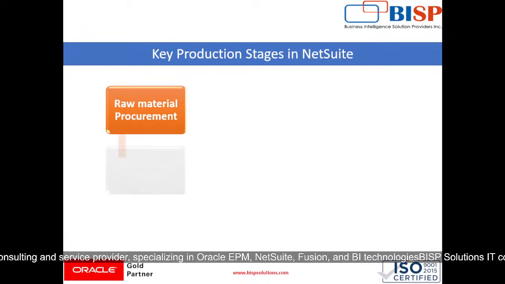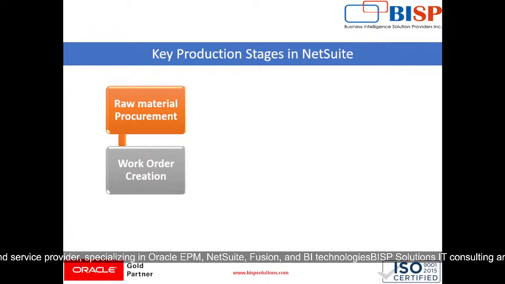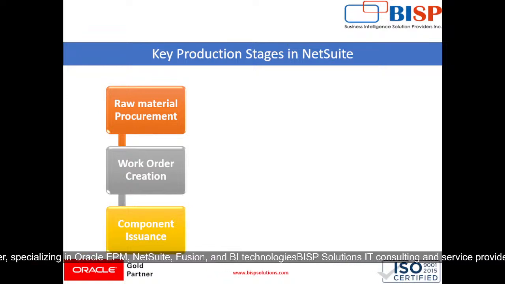raw materials are procured, then a work order is created. Raw materials procurement means purchasing and receiving raw materials required for manufacturing, and materials are stored in inventory until needed for production. Work order creation is where a work order is created to define what item needs to be manufactured, how many units, and when it needs to be completed. It also links the BOM, which is bill of material, and routing to specify the components and operations required. After that, components issuance is there.